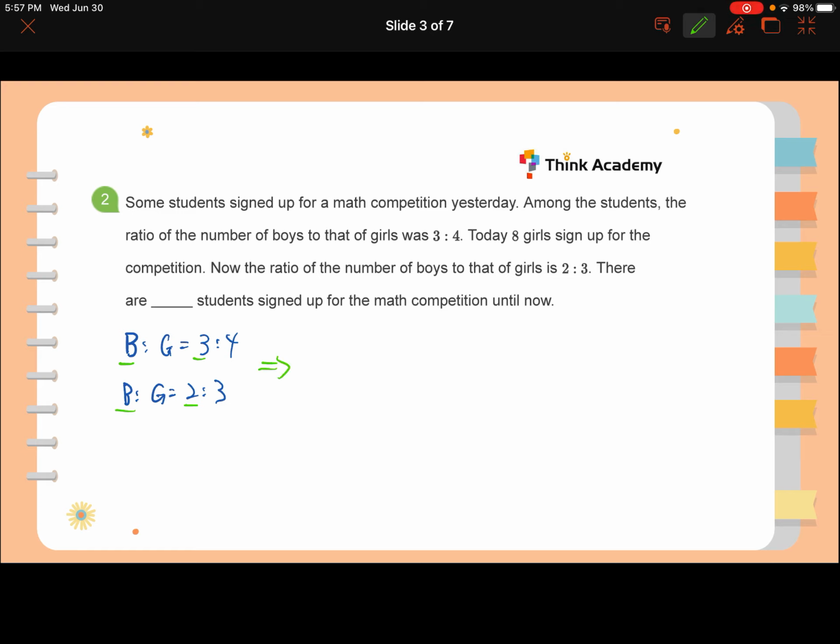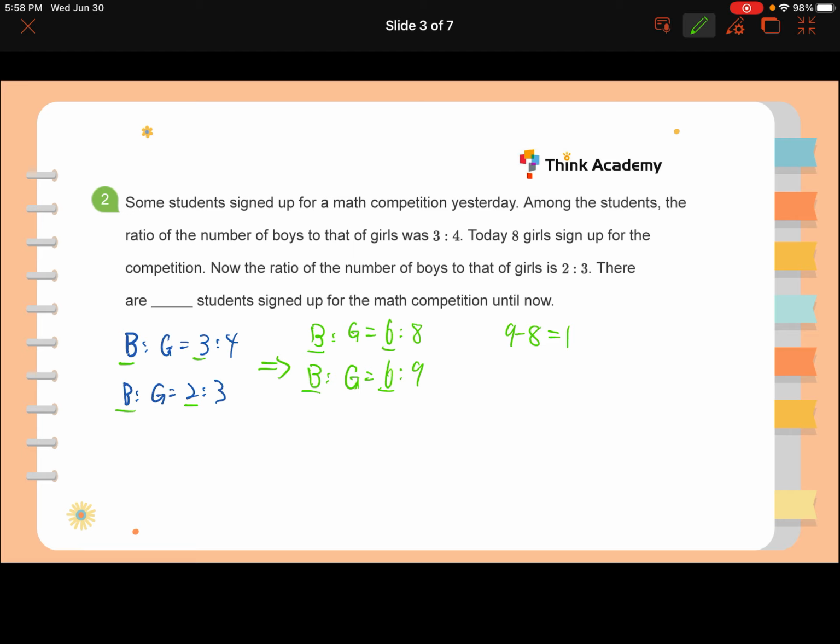So now we can transform the first ratio into 6 to 8. So we just multiply two numbers by 2. And in the second case, second ratio, we have 6 to 9. We multiply the two numbers by 3. So now the number of boys is the same in both ratios, and then we can compare the number of girls before and after the 8 girls sign up for the competition. So the difference in the ratio is just 9 minus 8, which is 1. And then we know 8 girls sign up for the competition. So we have to multiply all the numbers by 8.